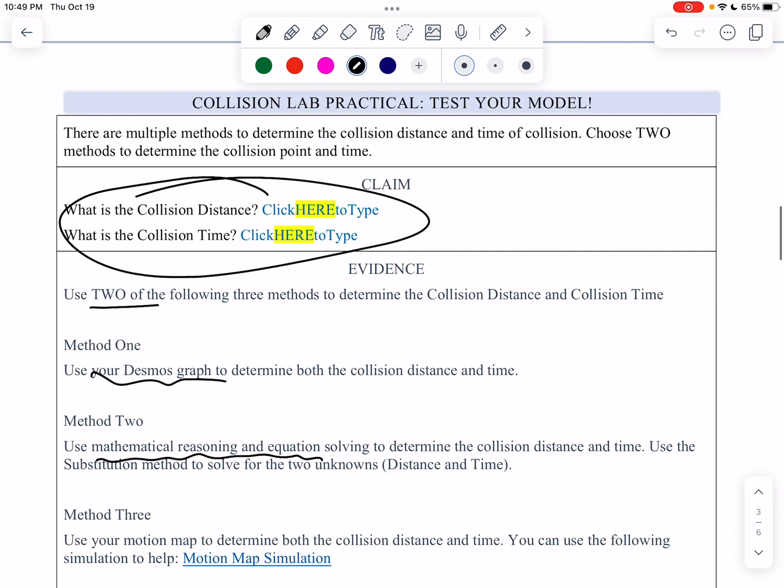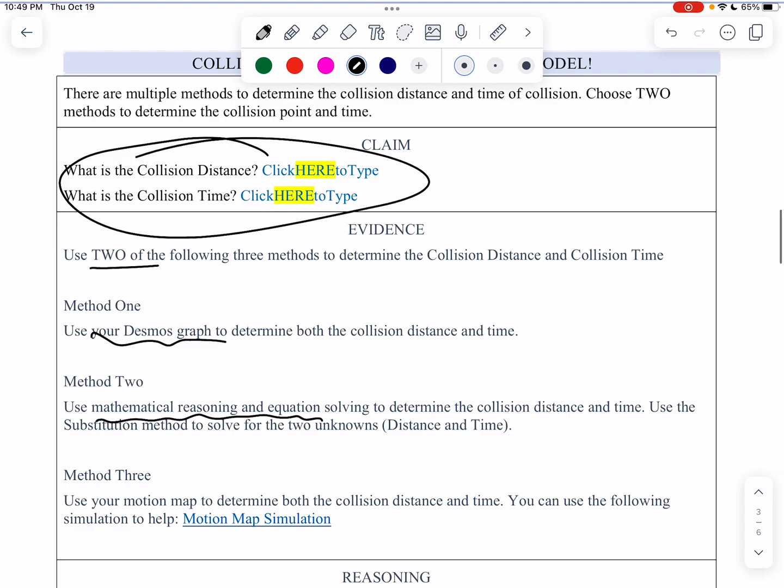So the goal here is to create a claim, using all your knowledge, the graph and some math, which we'll go over here in a sec. Your claim is going to be, where are they going to collide, at what distance, starting at 0 and moving along the line? You know it has to be a number between 0 and 4 meters. If it's more than 4 meters, or you get a negative number, you probably did something wrong. What's the collision time? Again, you want to think realistically. If you're getting something like 10 seconds, 20 seconds, or less than 1 second, you probably did something wrong.